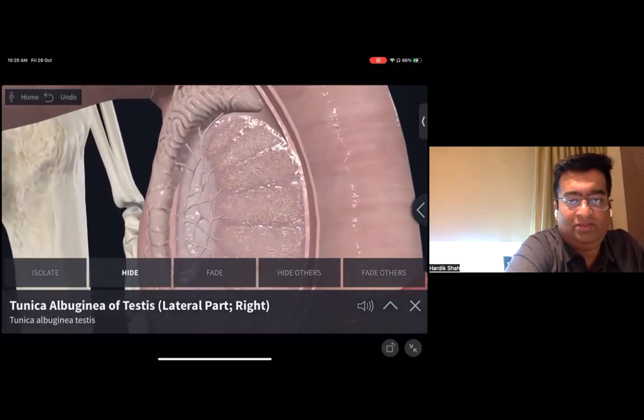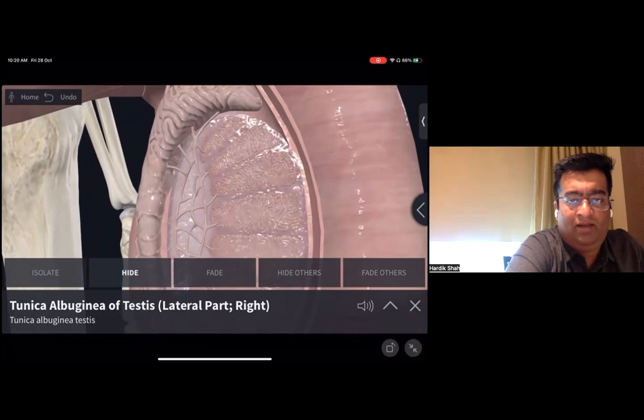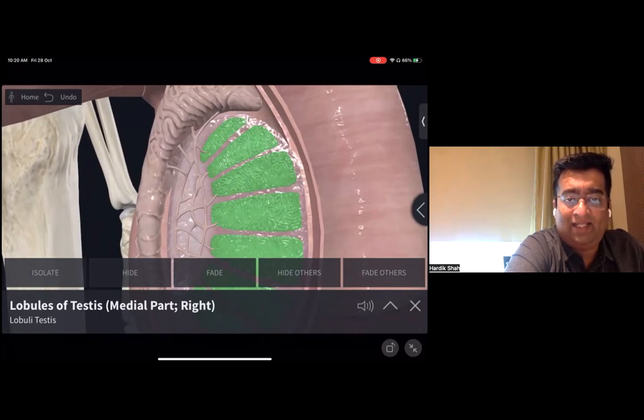So these are the seminiferous tubules. I just zoomed into it, and you can see the highly coiled structures that are called the seminiferous tubules. They are the primary site where spermatogenesis takes place. So the main function of the seminiferous tubules is to initiate the process of spermatogenesis.